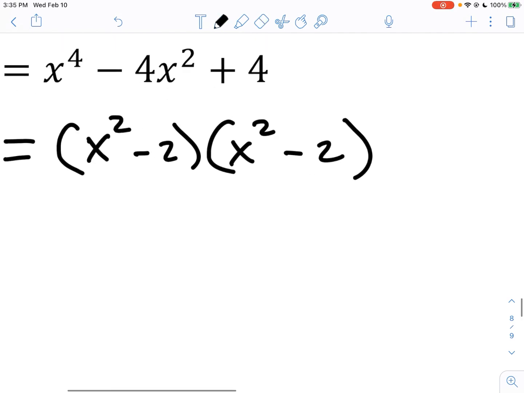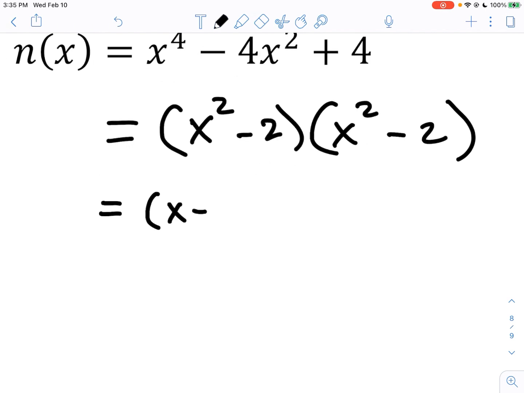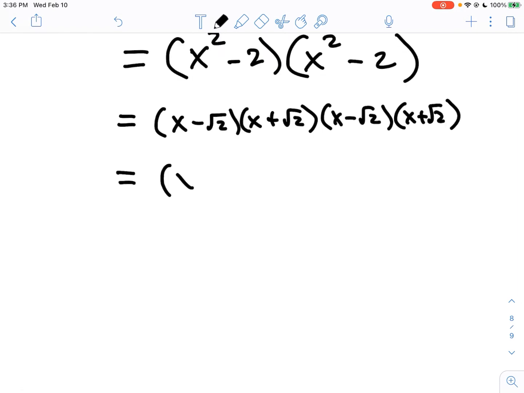Now each of these is a difference of squares. I trust if this was a 9 instead of a 2, you would quickly go to x minus 3 times x plus 3. Well, it doesn't matter whether or not this number here is a perfect square or not. You can still factor. We have x minus rad 2 times x plus rad 2. And then the other one factors the same way. But notice they come in pairs now. So we have x minus rad 2, that happens twice, so that's squared. And x plus rad 2 occurs twice, so we'll put a square on that.